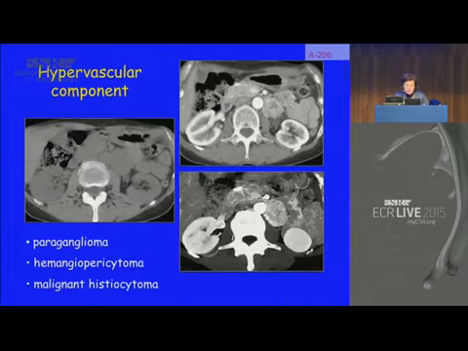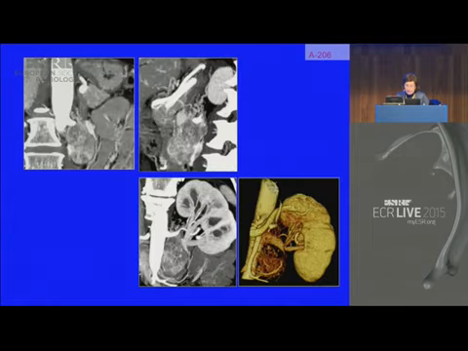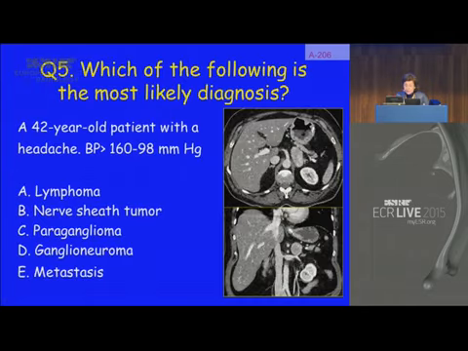A hypervascular component may be seen mainly in paragangliomas, hemangiopericytomas, and malignant histiocytomas. This is an example of paraganglioma, which clearly appears hypervascular with dilated vessels. And you can see that CT nicely demonstrated its relationships with the renal vessels that were not invaded.